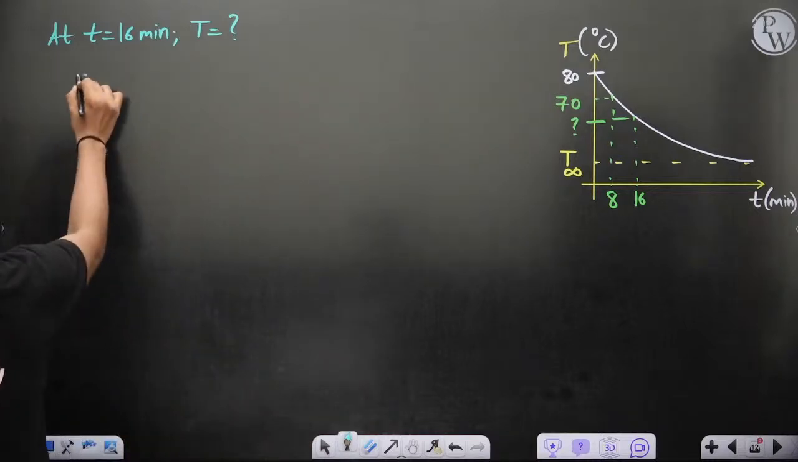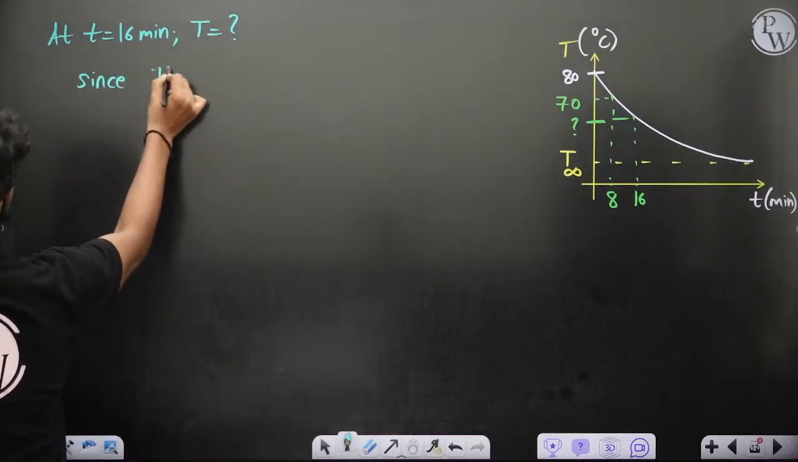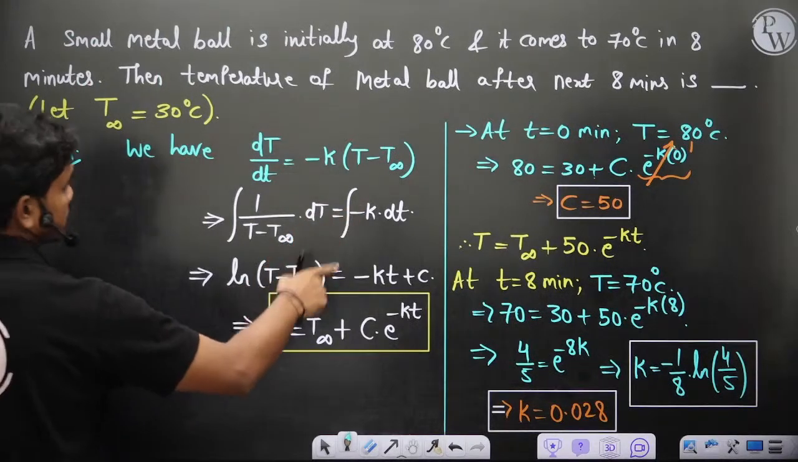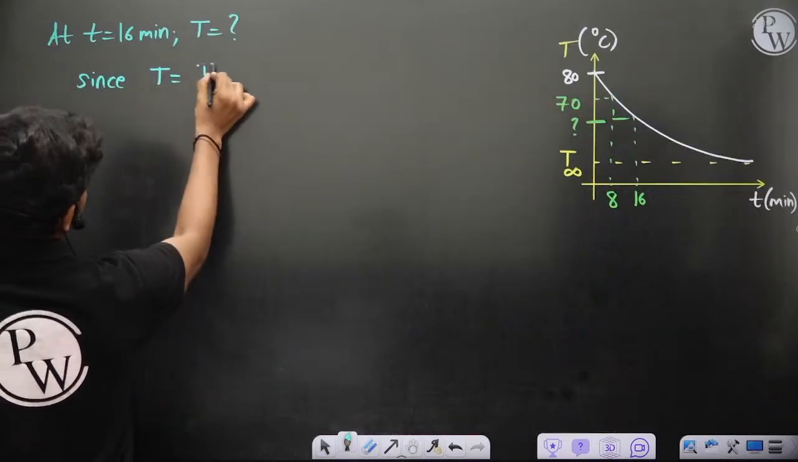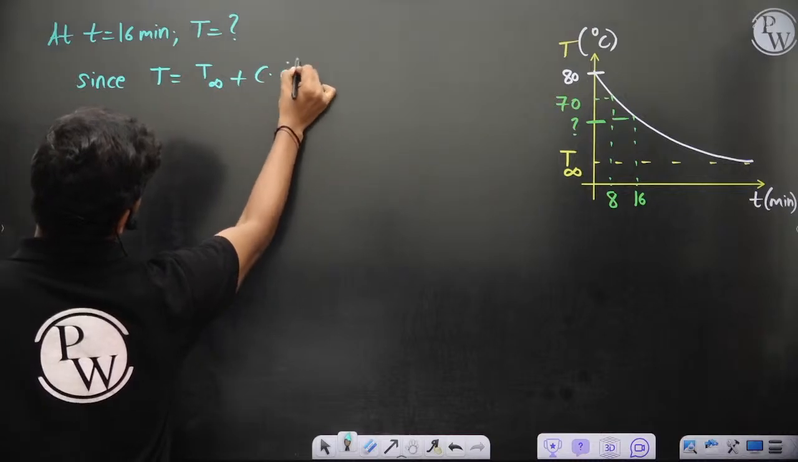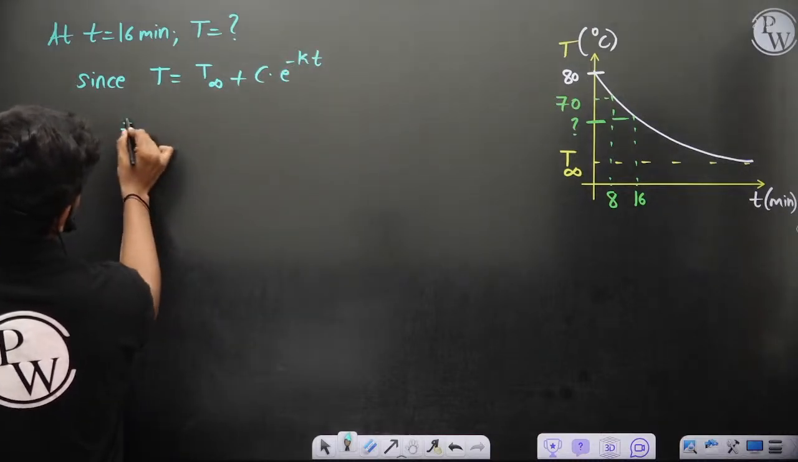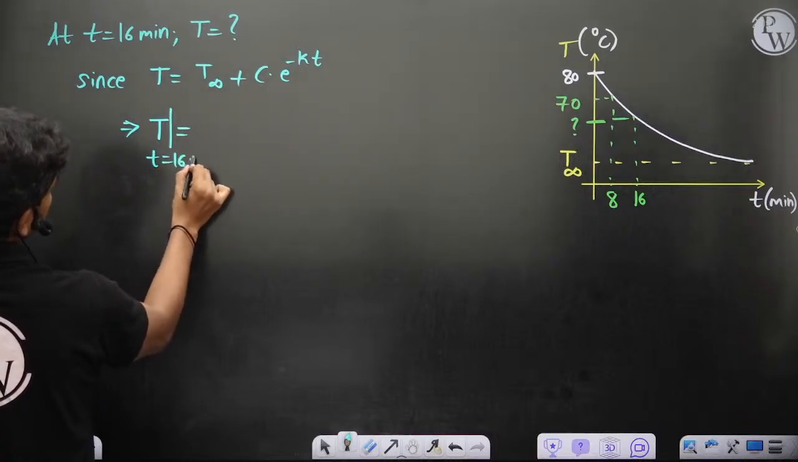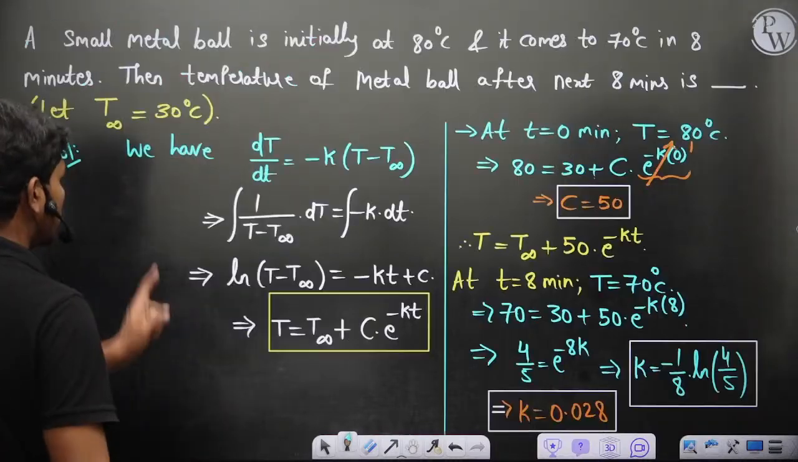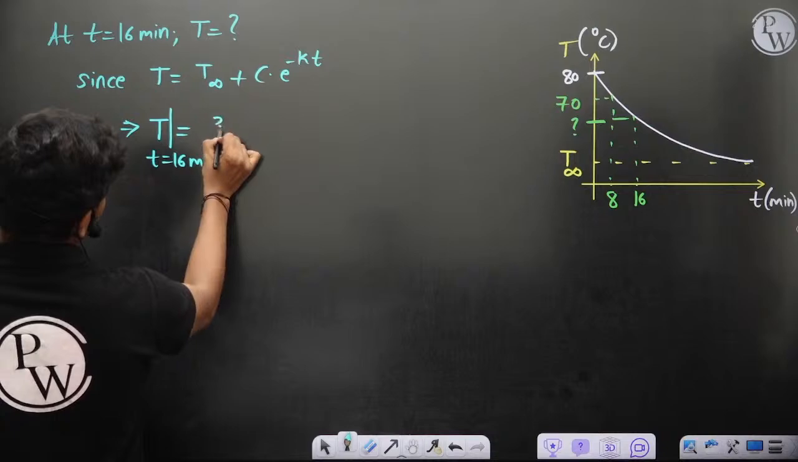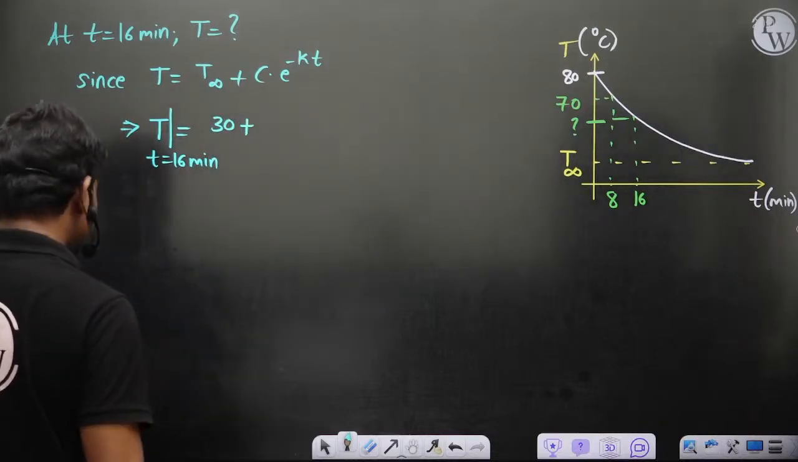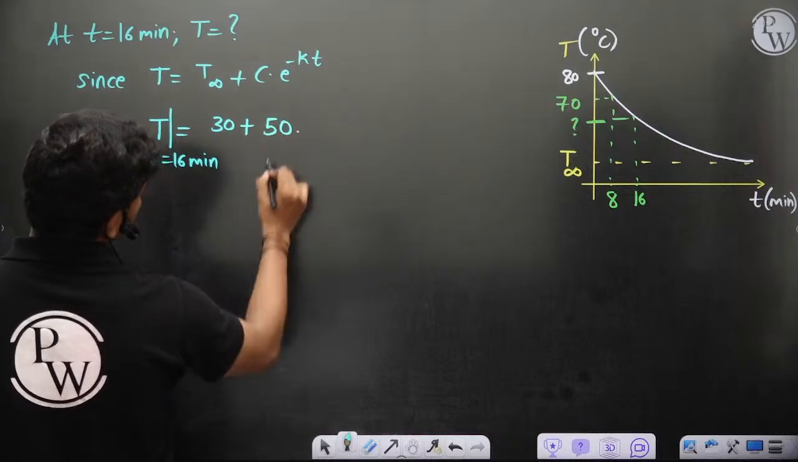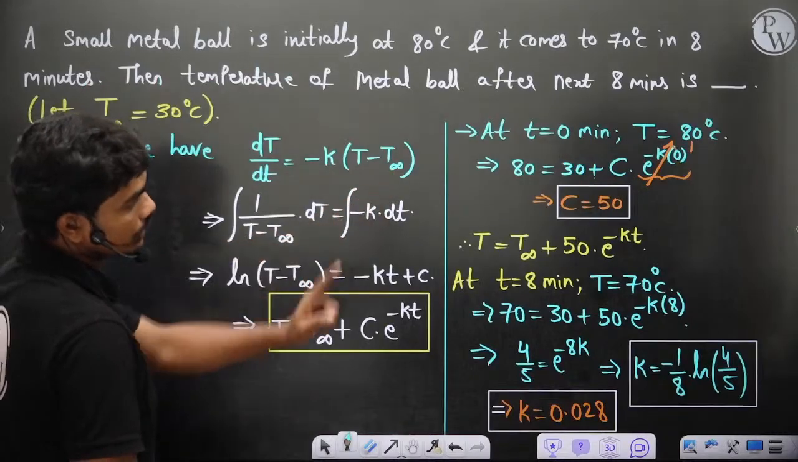So T is equal to T infinity plus C into e power minus kt. So at t equal to 16 minutes, T infinity is 30. So this is 30 plus constant value C, 50. We identified C is 50. Okay, so C value is 50 actually here.